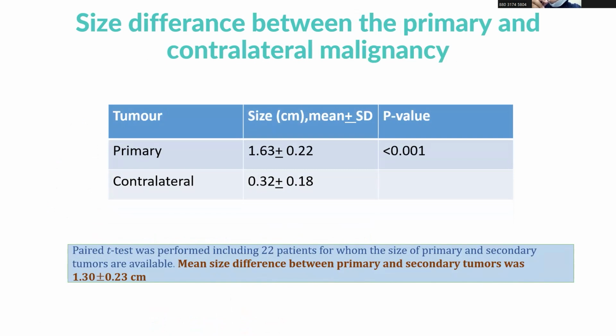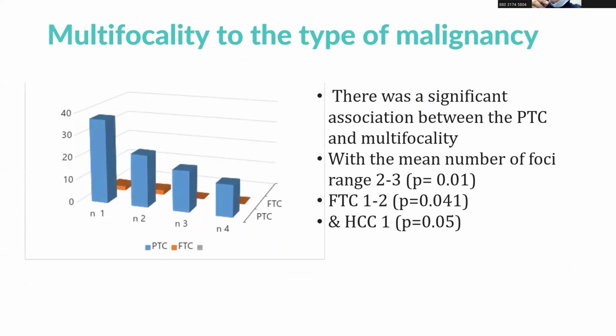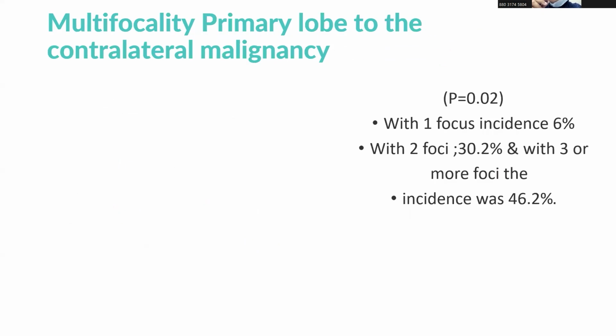If we compare the size difference between the primary and the contralateral malignancy, the mean size difference between the primary and secondary tumor was 1.3 with a standard deviation of 0.23 centimeter. If we focus on the relation of multifocality to the type of malignancy, there was a significant association between papillary thyroid cancer and multifocality, with the mean number of foci ranging from 2 to 3. With follicular thyroid cancer, the mean number of foci was 1 to 2.